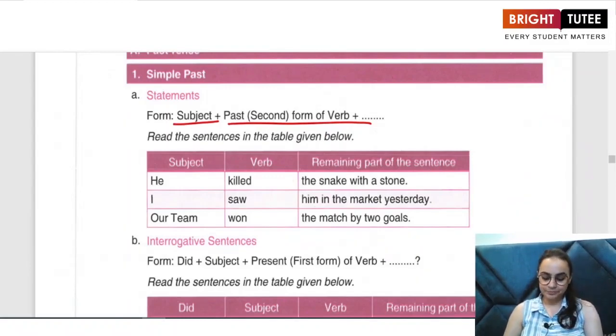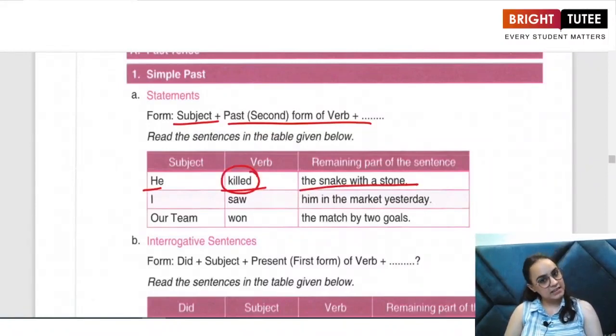For example, he killed the snake with a stone. So the second form of kill is killed. So he killed the snake with a stone. I saw him in the market yesterday. So saw is the second form of the verb. Our team won the match by 2 goals. So the second form of the verb along with the subject.